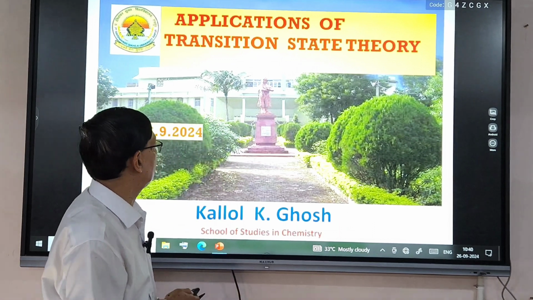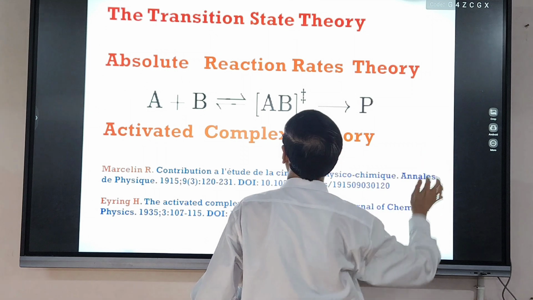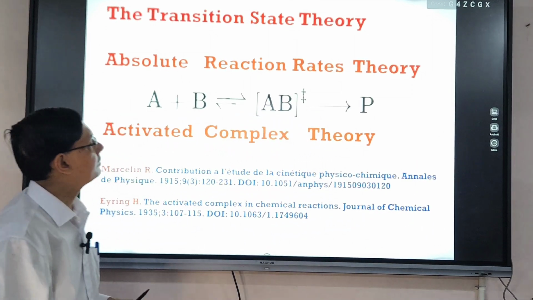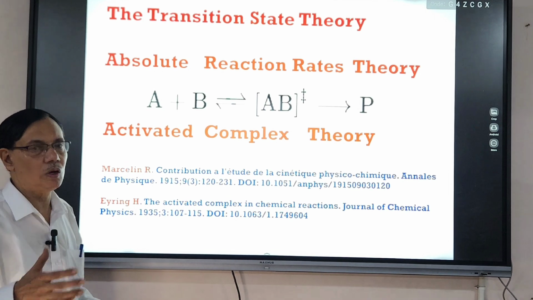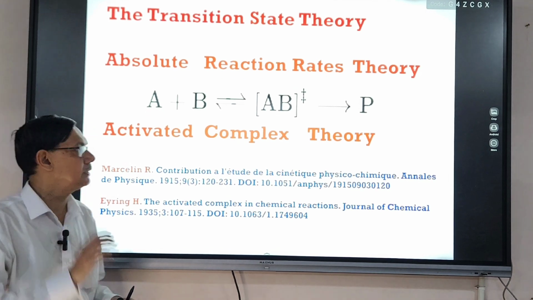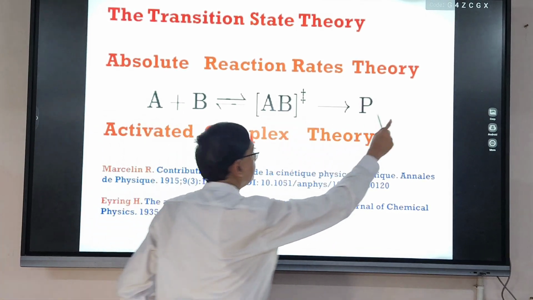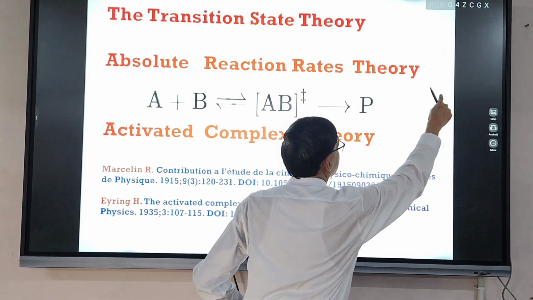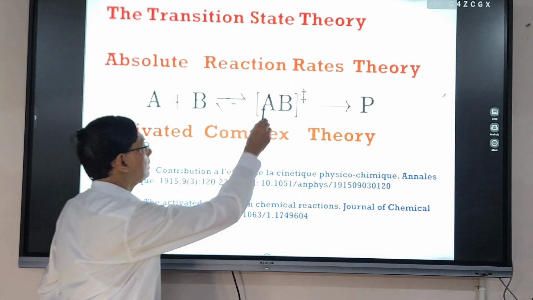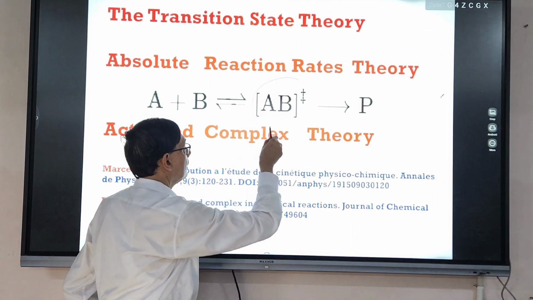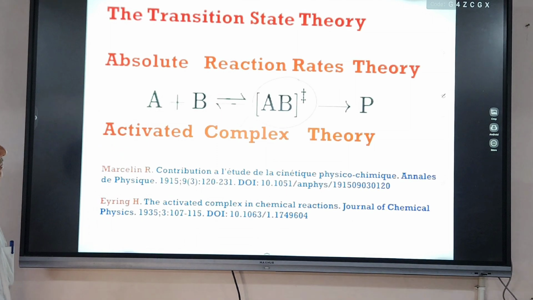Now you all know that transition state theory is sometimes called absolute reaction rate theory or theory of absolute reaction rate, because sometimes we call it an ultimate theory. Because there is a question of the activated complex, we are concerned about the concentration of this activated complex. Therefore it is actually known as activated complex theory.